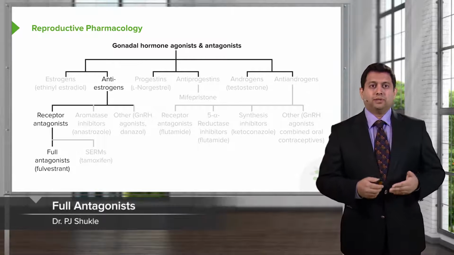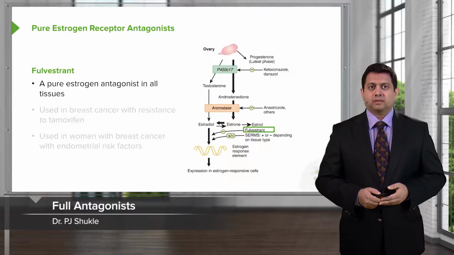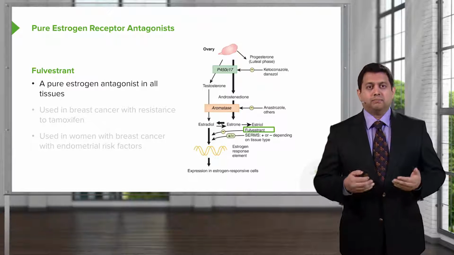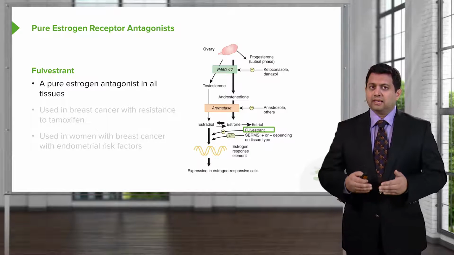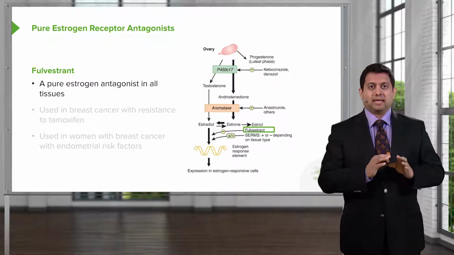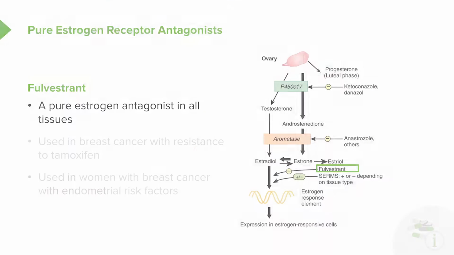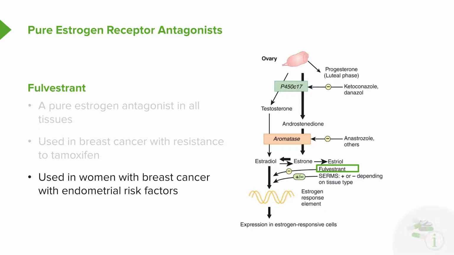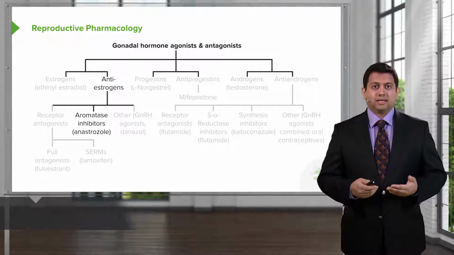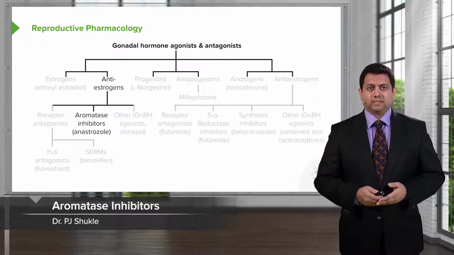Let's move on to the full antagonists. Fulvestrant is a pure estrogen antagonist in all tissues, so it is unlike the SERMs in that it has antagonistic actions everywhere. The SERMs have agonistic actions in some tissues and antagonistic in others. It is used in breast cancer with resistance to tamoxifen, and it is used in women with breast cancer with endometrial risk factors. Another set of anti-estrogens are the aromatase inhibitors.